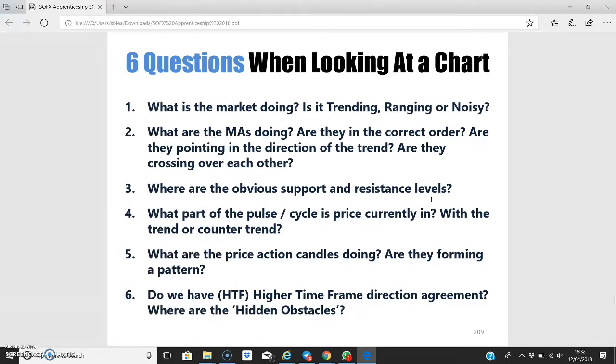4. What part of the pulse or cycle is price currently in? With the trend or counter trend? 5. What are the price action candles doing? Are they forming a pattern? 6. Do we have higher time frame direction agreement? Where are the hidden obstacles?